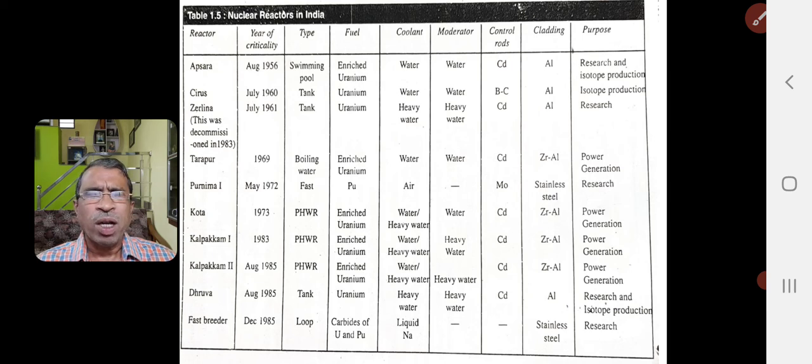Then, at that time, the first Tarapur Atomic Power Project was established in 1969. It is a boiling water type nuclear reactor. Enriched uranium is used as fuel. Water is used as coolant as well as moderator. Cadmium rods are used as control rods. Zinc and aluminium claddings are used. This is the first nuclear reactor in India to produce power. After that, we have various nuclear reactors.